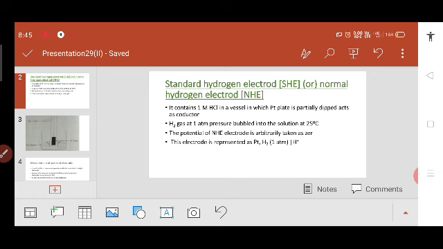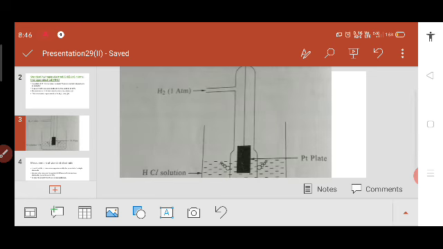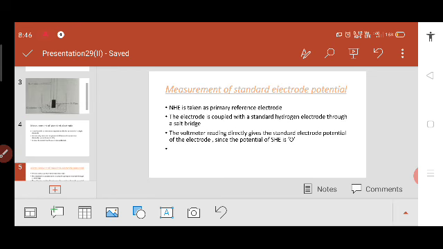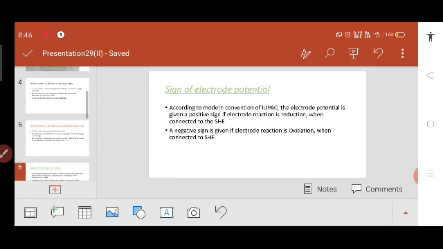Why is it called standard? It means that we maintain the 1 molar concentration, 1 atmospheric pressure and 25 degrees Celsius. When these three conditions are applied to a solution to measure the potential, it is called the standard hydrogen electrode potential. So now, what is the electrochemical series?